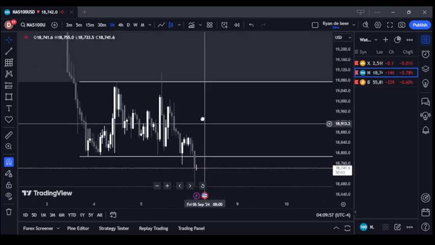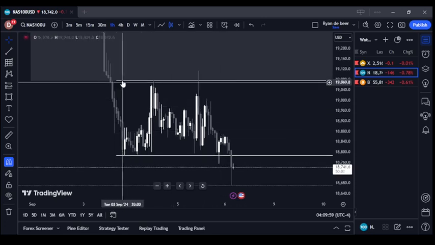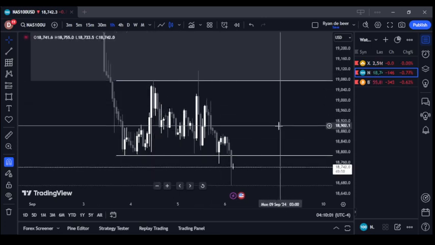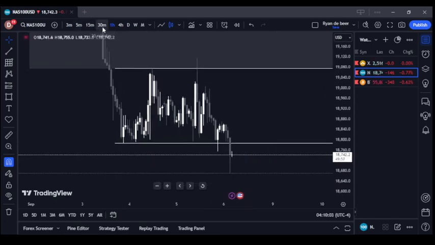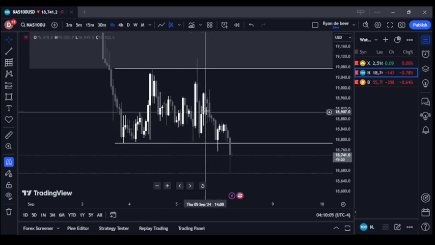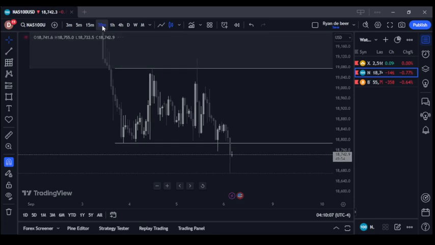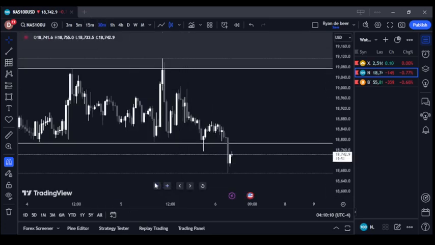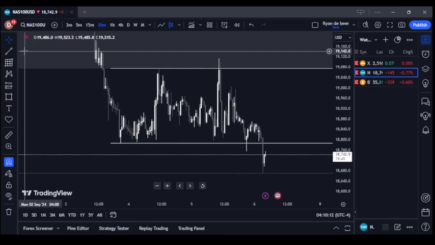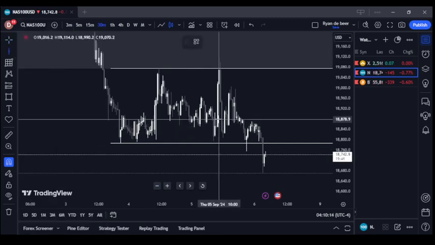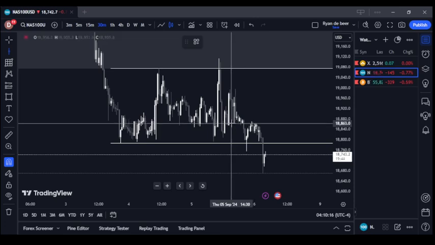And also, as you can see, the price came in, took out my previous daily high as well. And now on our hourly time frame, we were bullish, and on the 30-minute we were bearish, and on the 15-minute we were bearish.